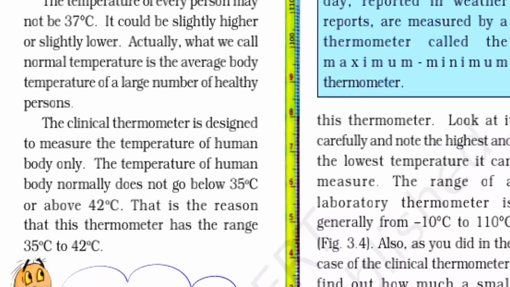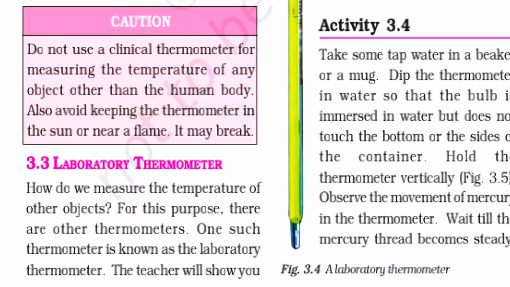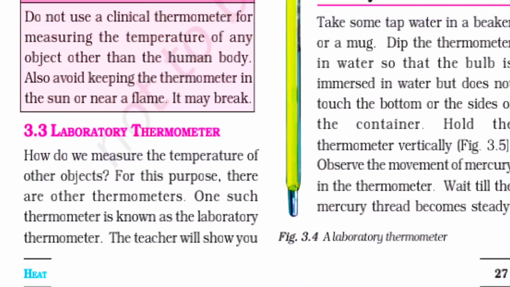The clinical thermometer is designed to measure the temperature of the human body only. The temperature of the human body normally does not go below 35 degrees Celsius or above 42 degrees Celsius. That is the reason this thermometer has a range of 35 degrees Celsius to 42 degrees Celsius. Caution: do not use a clinical thermometer for measuring the temperature of any object other than the human body. Also avoid keeping the thermometer in the sun or near a flame. It may break.